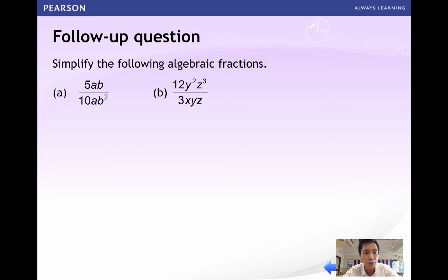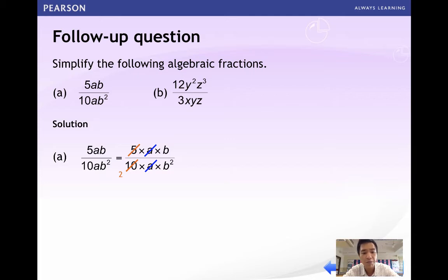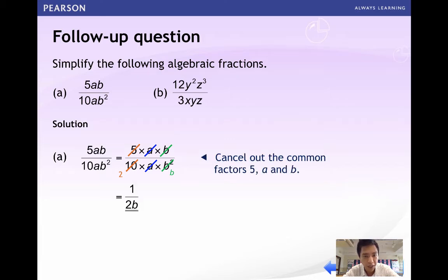So try to do these follow-up questions. For part A, 5ab over 10ab squared. 5 and 10 can be factorized. We can cancel it out, find the common factor, so it will be 1 and 2. For a and a, cancel it out. For b and b squared, we have b at the denominator. So the numerator, you get 1. The answer is 1 over 2b.